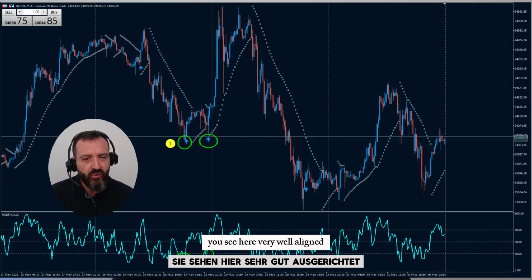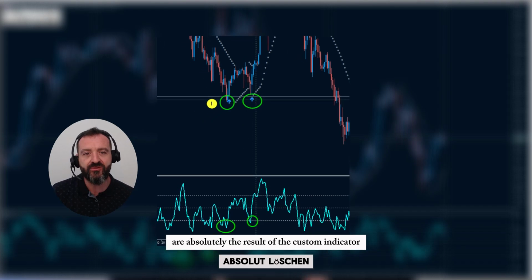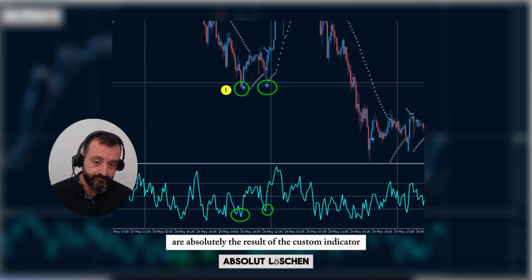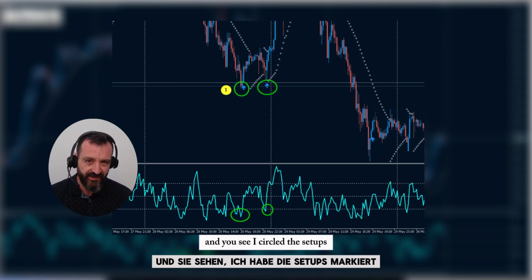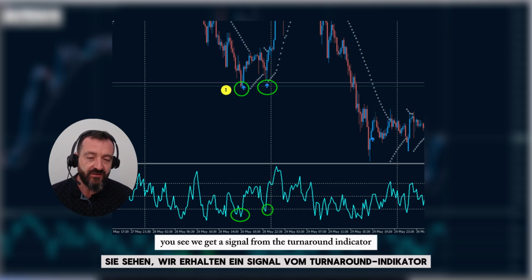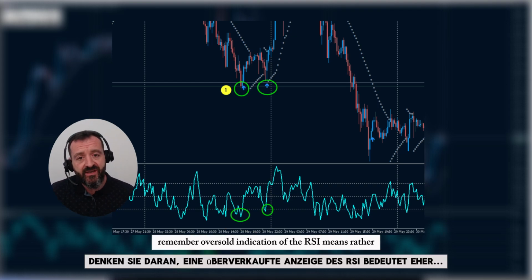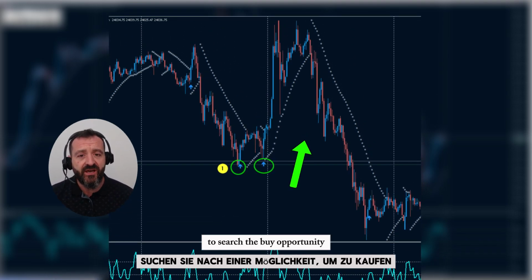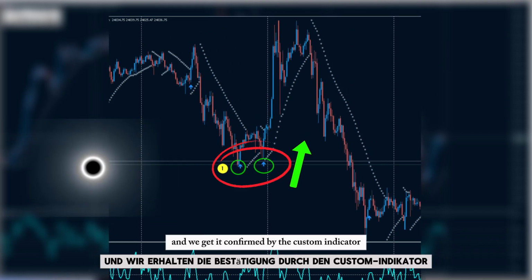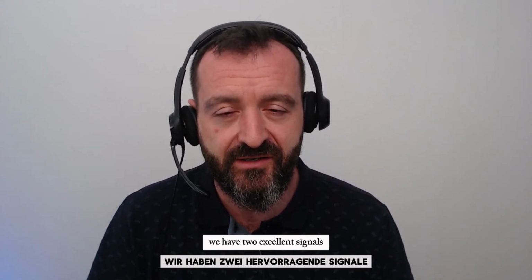You see here very well aligned the blue arrows. The blue arrows are absolutely the result of the custom indicator. And you see I circled the setups. You see we get a signal from the turnaround indicator and we're having oversold situations. Remember, oversold indication of the RSI means rather to search the buy opportunity, and we get it confirmed by the custom indicator. We have two excellent signals.